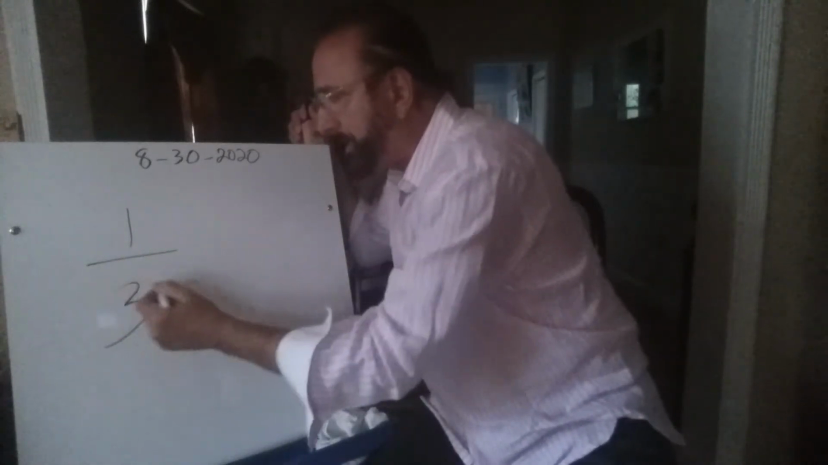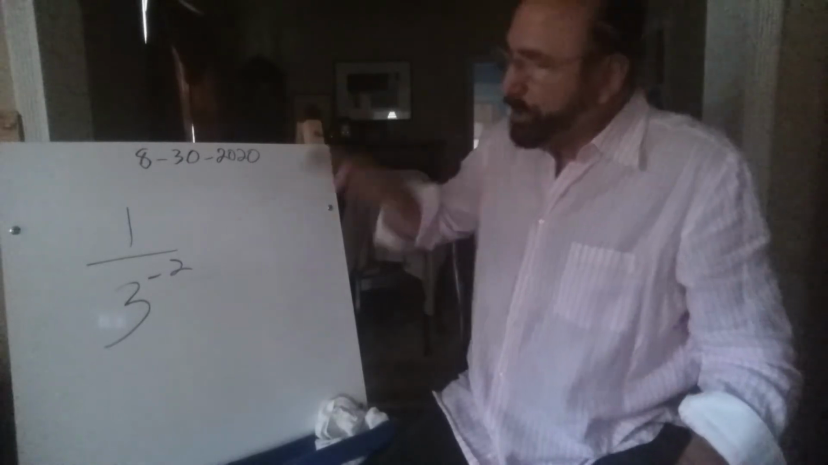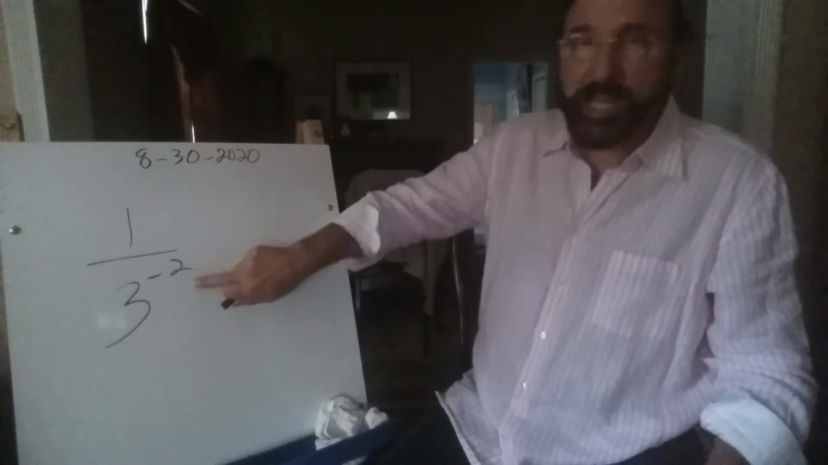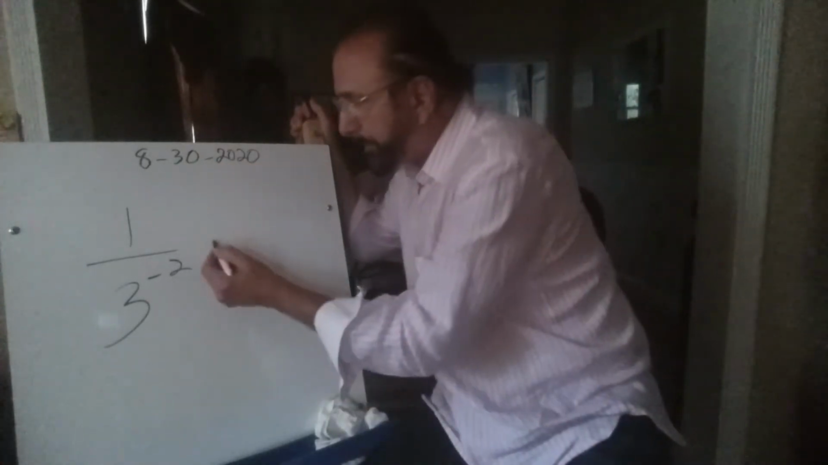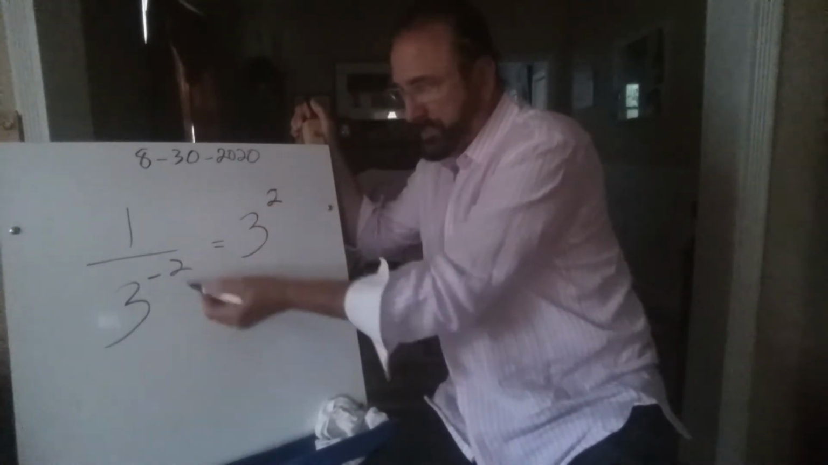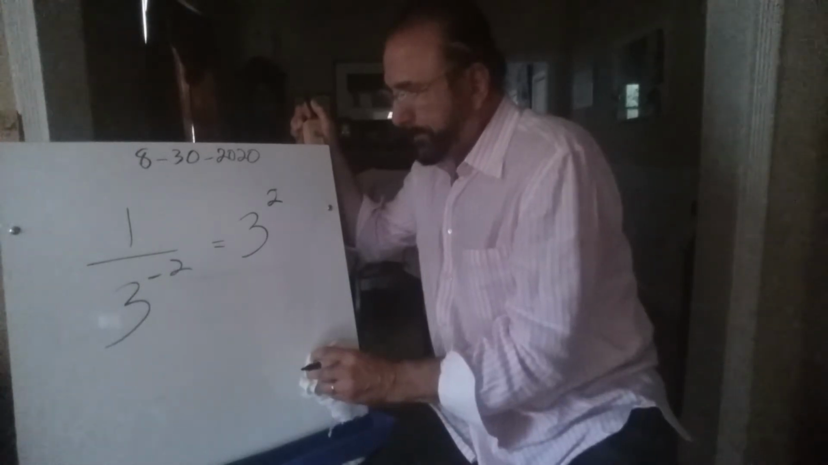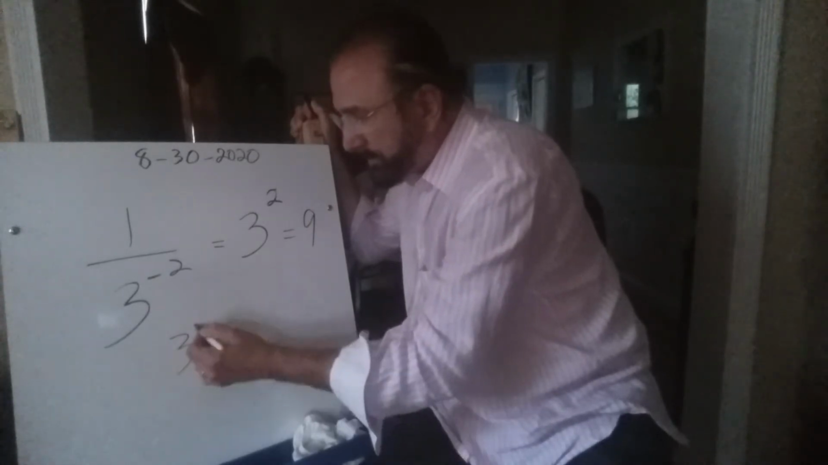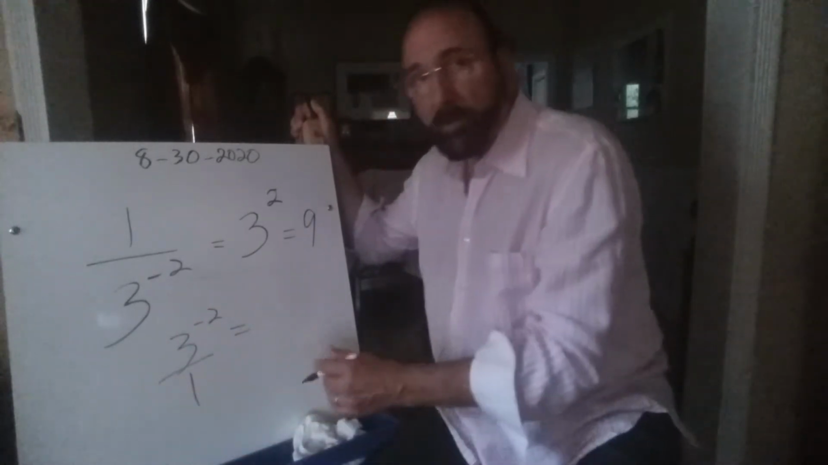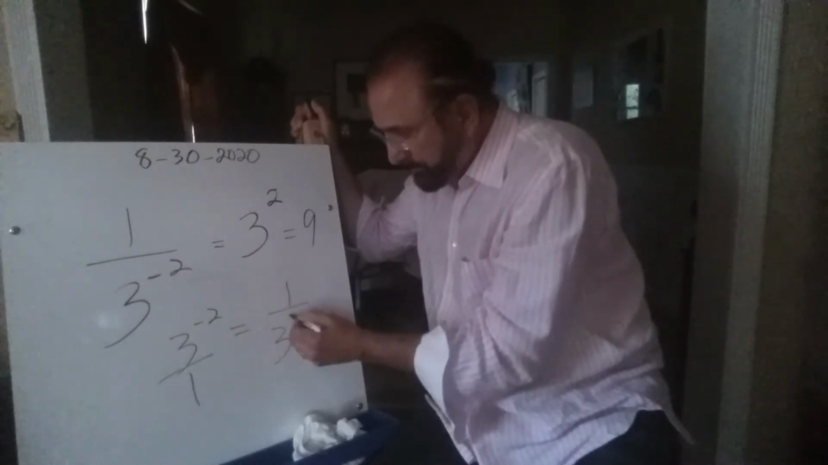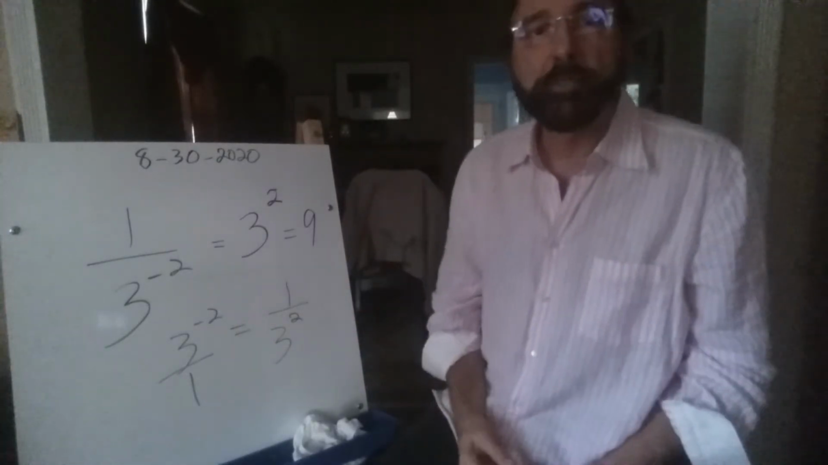What if you had 1 over 3 to the negative 2? When it looks like this, you bring it up, and you change the exponent to a positive in this case. The answer to this would be 9. What if you had 3 to the negative 2 on top? Well, you cross that fraction bar and it's positive down below. So that would be 1/9.